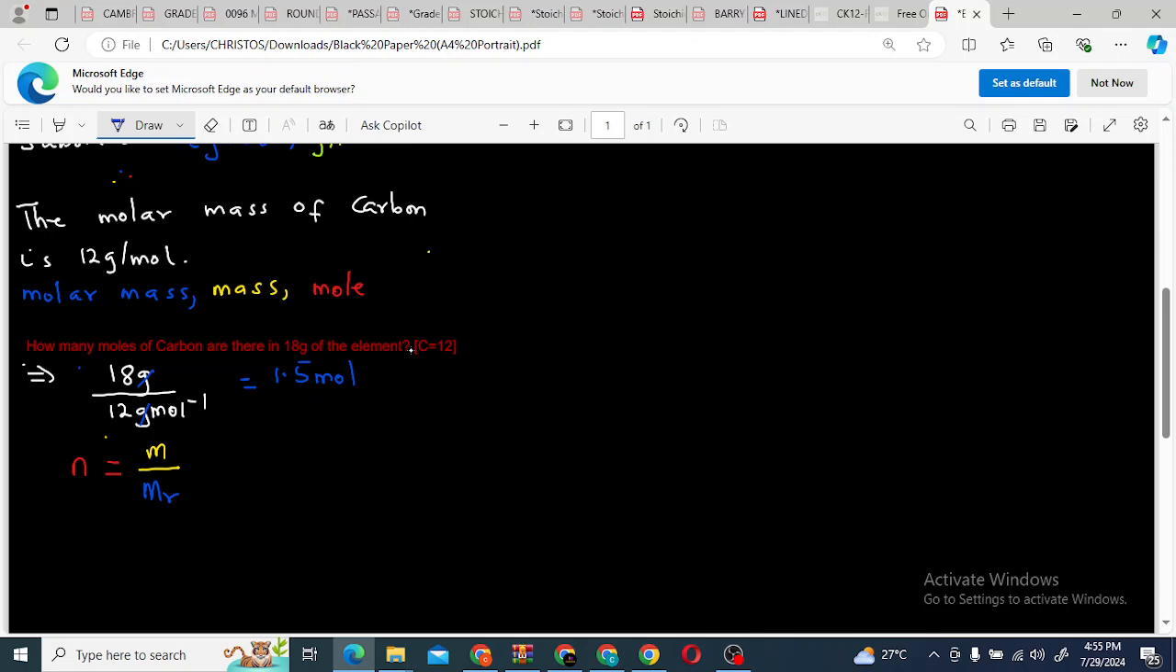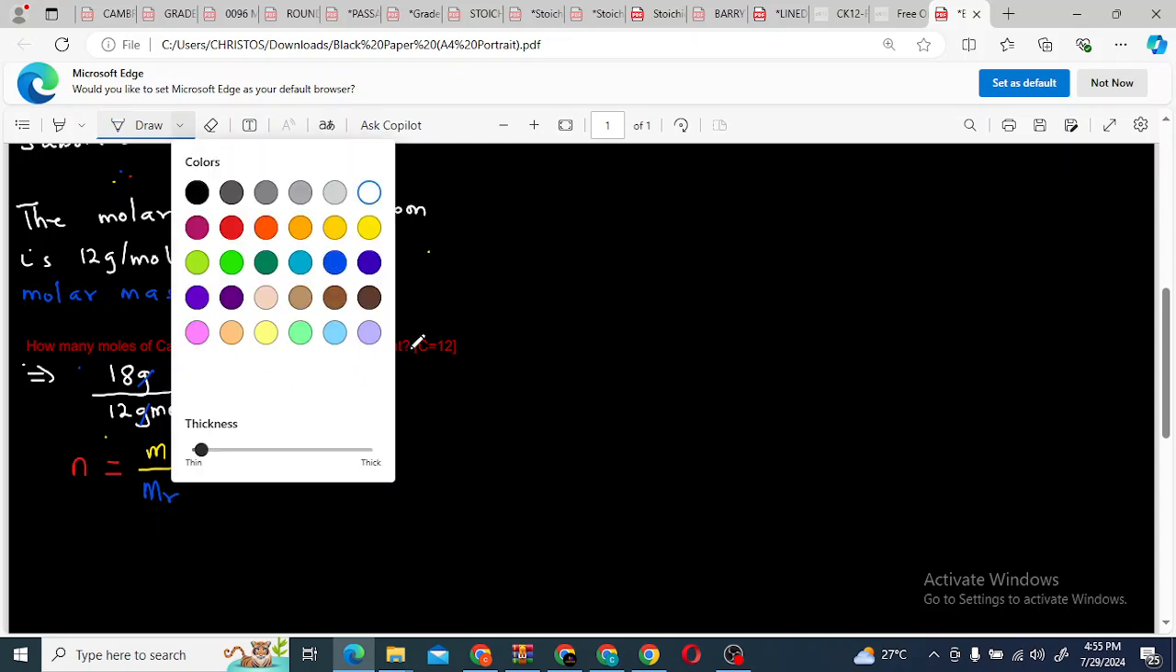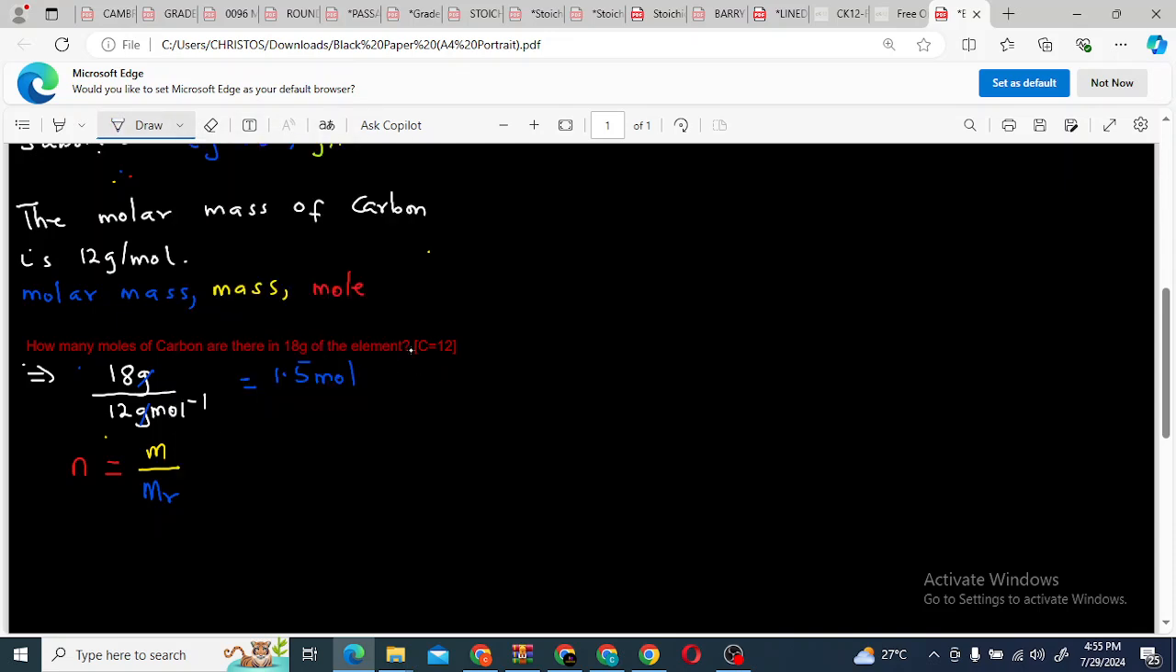Alright, so this is what we have established so far. And I know many textbooks would have this formula. But I just explained to you why we have this. Number of moles is equal to mass over molar mass.